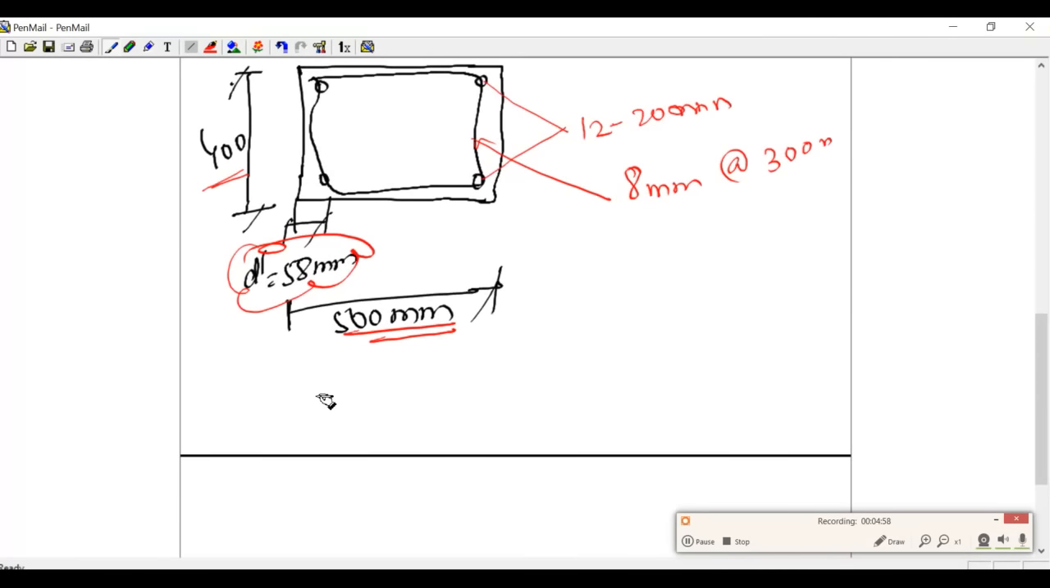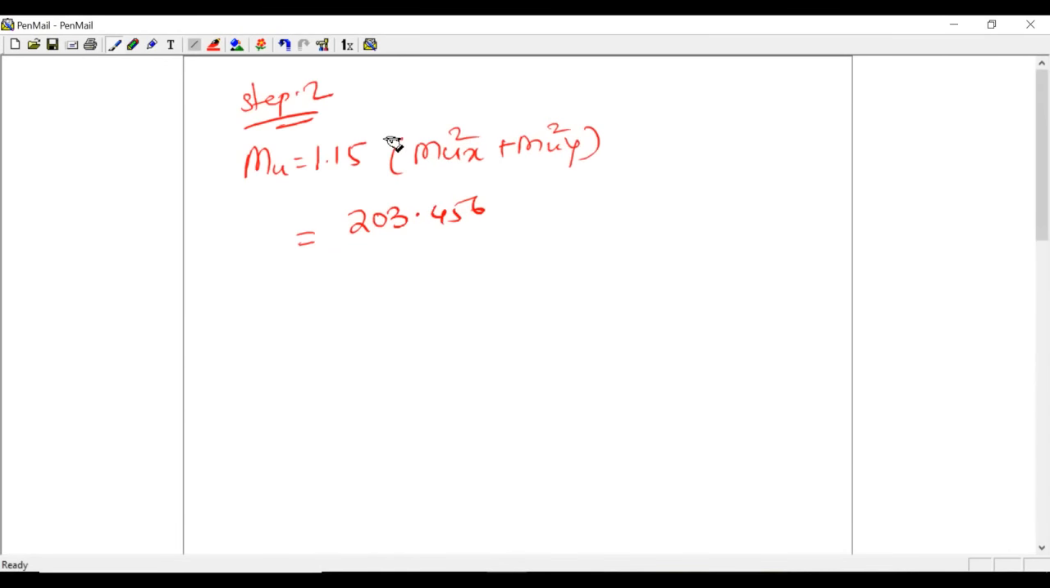While calculating the resultant moment in step number 2, I just missed the under root sign in my formula, where your resultant moment is 1.15 times under root Mux square plus Muy square. So I have just missed this, so please correct this. The Mu is equal to 1.15 under root Mux square plus Muy square. So this was regarding the design of axially loaded column with biaxial bending.